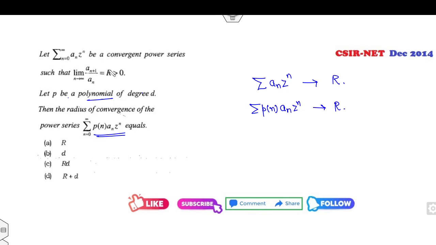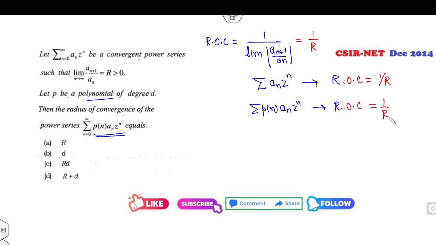Now what is the radius of convergence of this series? It's a convergent series, so the radius of convergence is 1 over the limit of a_{n+1} over a_n. So that will be 1 over R. That means this series has radius of convergence 1 over R, and this series also has radius of convergence 1 over R.